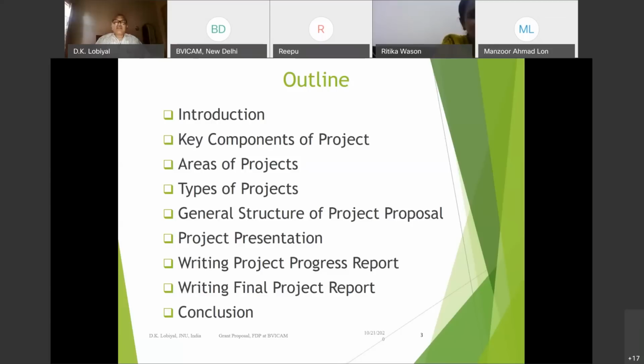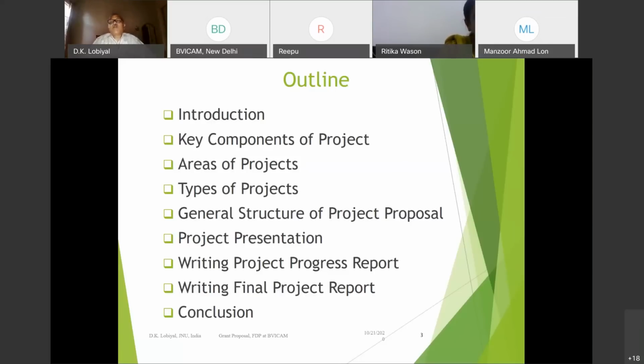We can have a very generalized structure of a project proposal. What is to be written in that? What is to be put in the project proposal? There could be very general guidelines, and then specific projects may have specific requirements, and that also has to be filled in. So that is what we'll talk about.